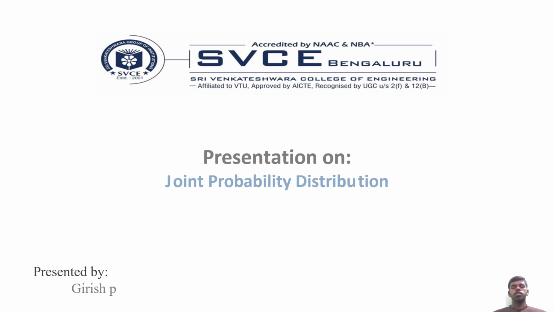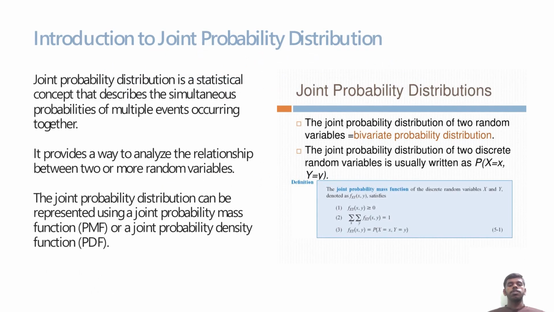Today we will be discussing the joint probability distribution. Introduction of joint probability distribution. Joint probability distribution is a statistical concept that describes the simultaneous probabilities of multiple events occurring together. It provides a way to analyze the relationship between two or three random variables. The joint probability distribution can be represented using a joint probability mass function or a joint probability density function.